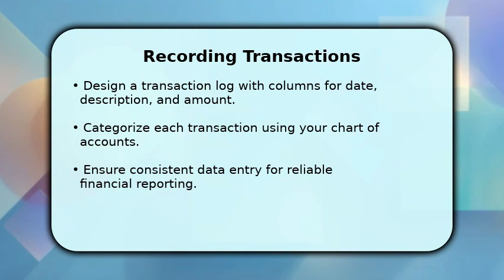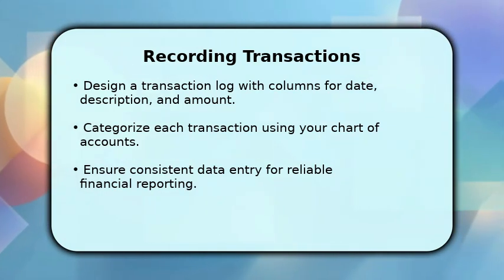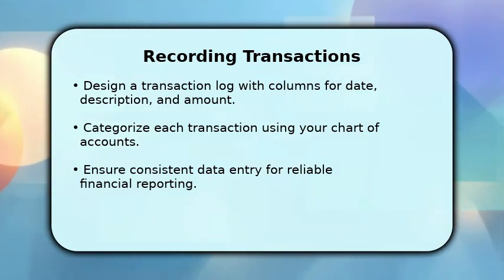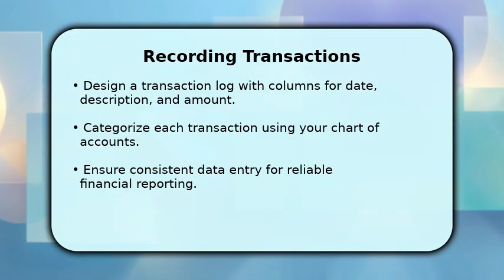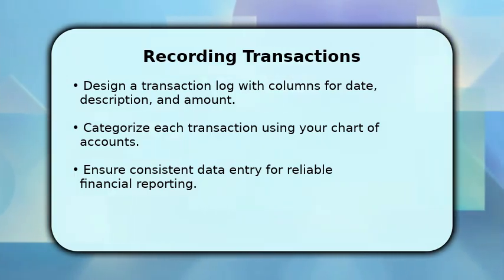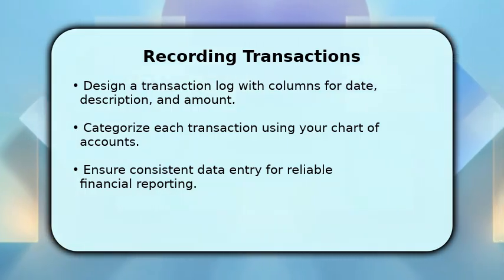Next, create a transaction log, which is essentially your general journal. Set up columns for the date, a clear description of the transaction, the account affected, and the debit or credit amount. For instance, a cash sale would involve a debit to cash and a credit to sales revenue. Consistent and accurate entry of every financial event is crucial for maintaining precise records.